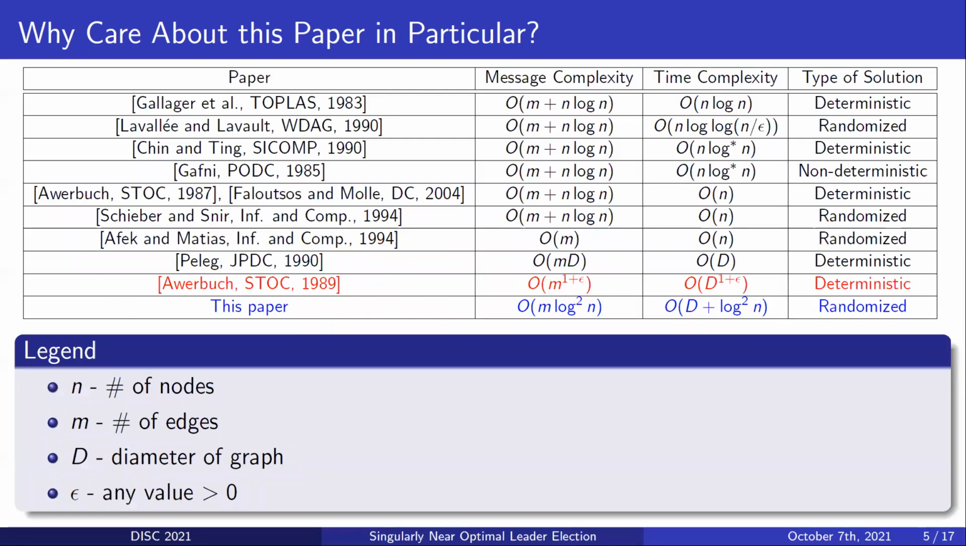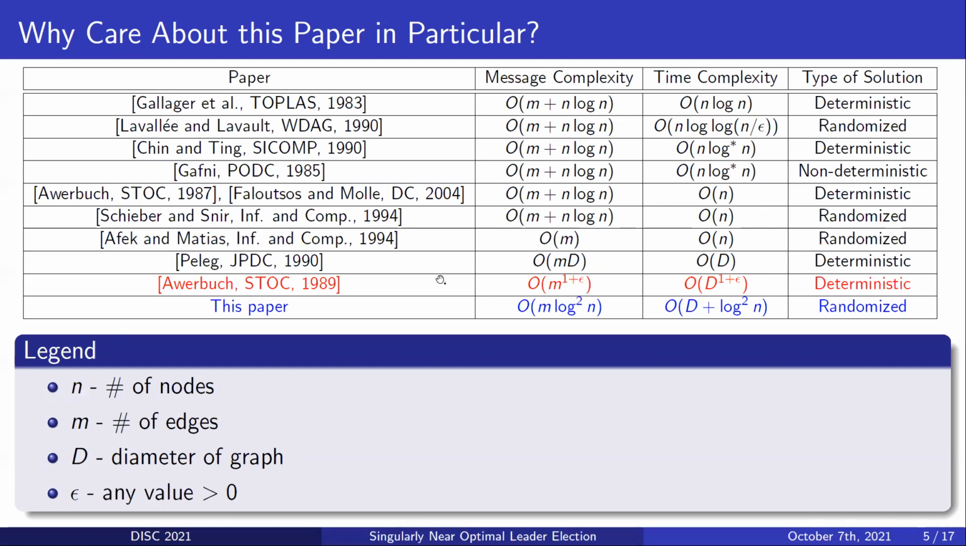Why care about this paper in particular? Well, this paper I mentioned, we have near singularly optimal results, but it's important to look at these in the context of history. Typically, papers, when they solve leader election in asynchronous networks, arbitrary networks, they've either optimized for messages, where omega of m is a lower bound on the message complexity, while giving up on time, because omega of d is a lower bound on time, and n could be much larger than d. So either they optimize on messages or they optimize on time.